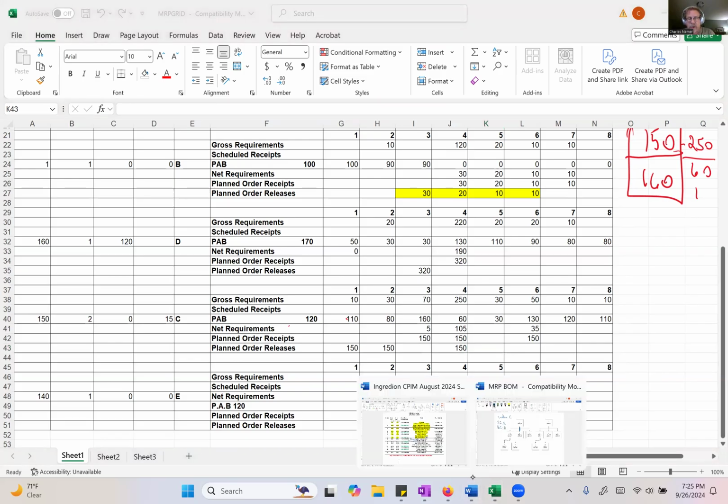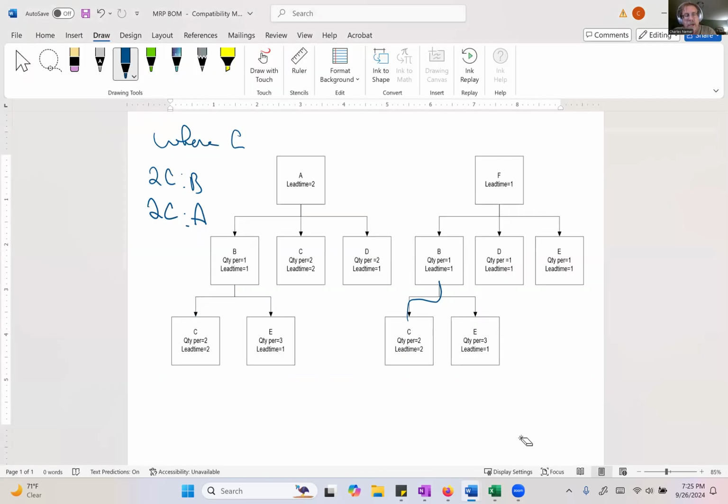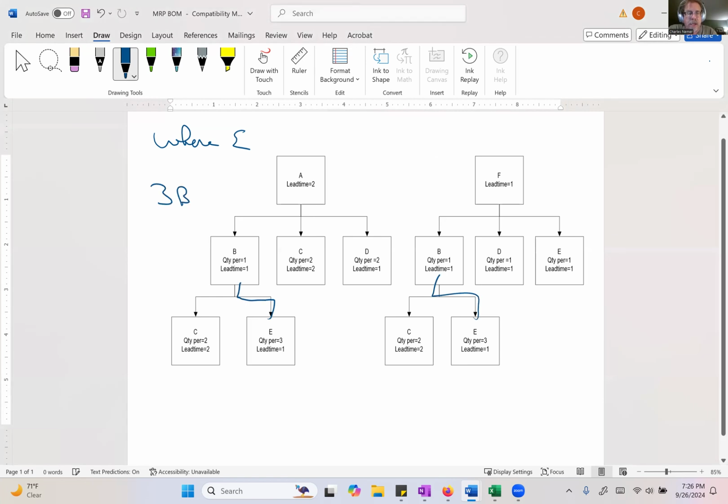Okay, E. Let's go back to our bill of material. We cleaned it off here. Where does the demand for E come from? Let's see what folks come up with. B and F, you are correct. So I'll highlight it here: 3 E's for every B. And then what Andres is sharing, over here on the right side, is 1 E for every F.